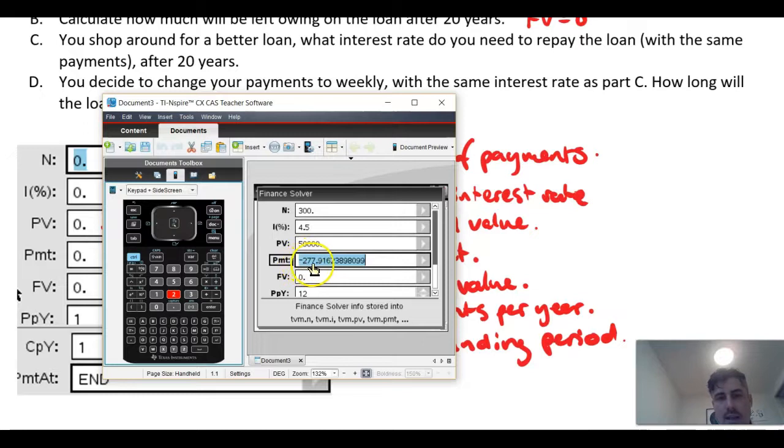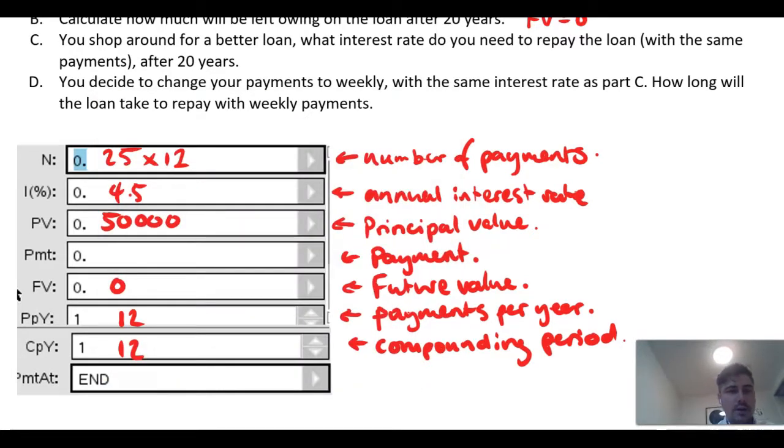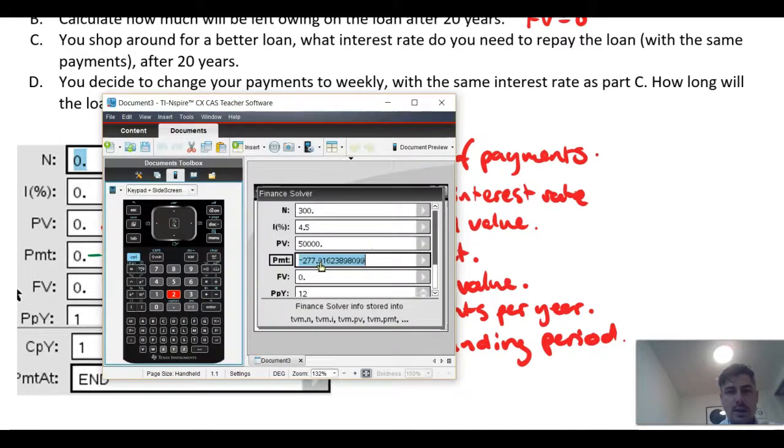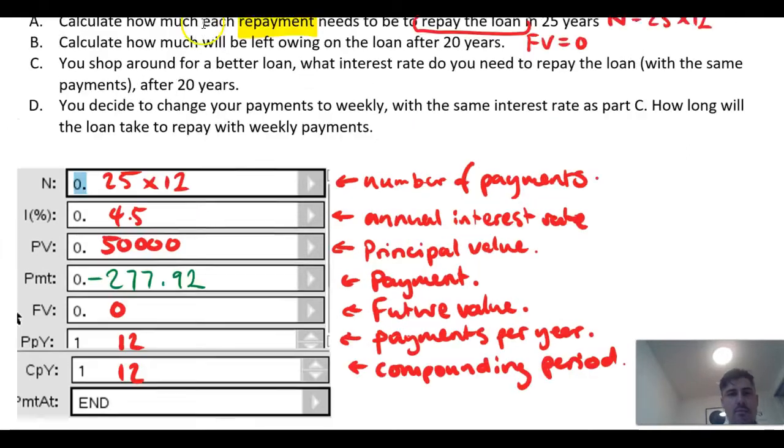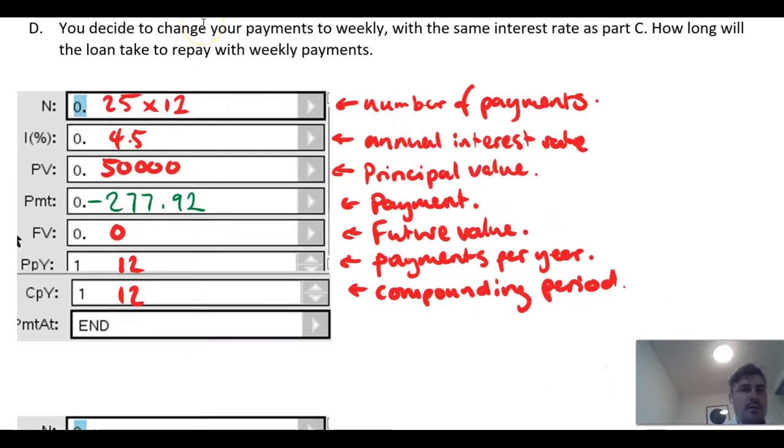Now that means that that's the payment from the person that's been given the loan. That's how much they have to give back to the bank every month to repay it in 25 years, or 300 payments. Sorry, 300 payments. So 300 payments is the 25 years. So the answer comes out, and I'm going to put this in a different color now, of negative 277.92. Okay, and that means that's the final answer for part A.